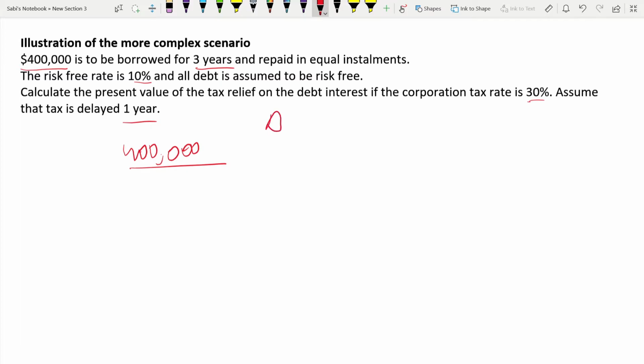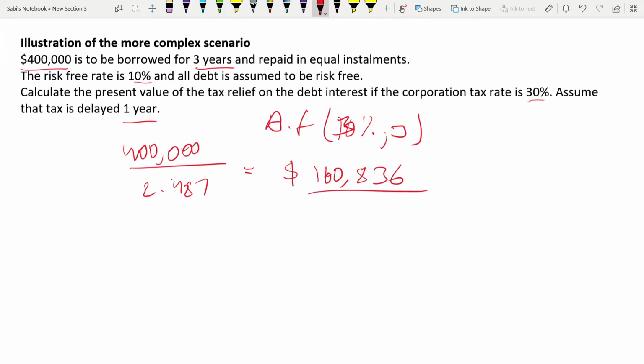Annuity factor, 10%, 3 years. So when you go to the annuity factor table, if you have it with you, go under 3 years, 10%. The annuity factor you will get is 2.487, which will give you the amount of 160,836.